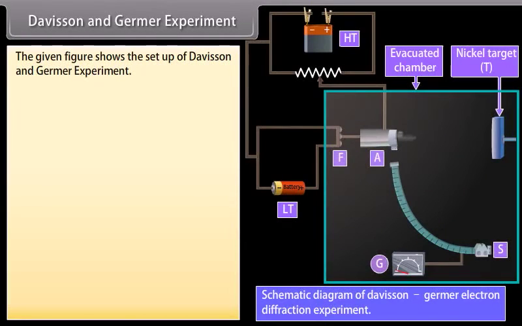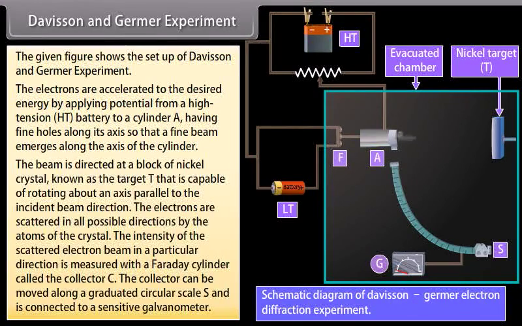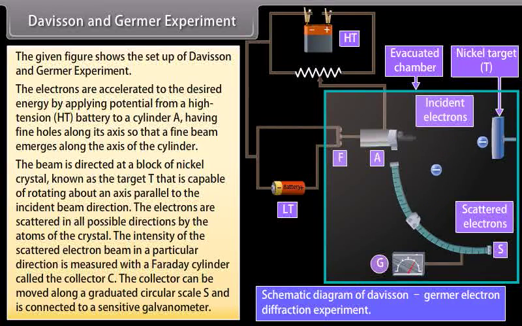Davisson and Germer experiment. The given figure shows the setup of the Davisson and Germer experiment. The electrons are accelerated to the desired energy by applying potential from a high-tension HT battery to a cylinder A, having fine holes along its axis so that a fine beam emerges along the axis of the cylinder. The beam is directed at a block of nickel crystal known as the target T that is capable of rotating about an axis parallel to the incident beam direction. The electrons are scattered in all possible directions by the atoms of the crystal.